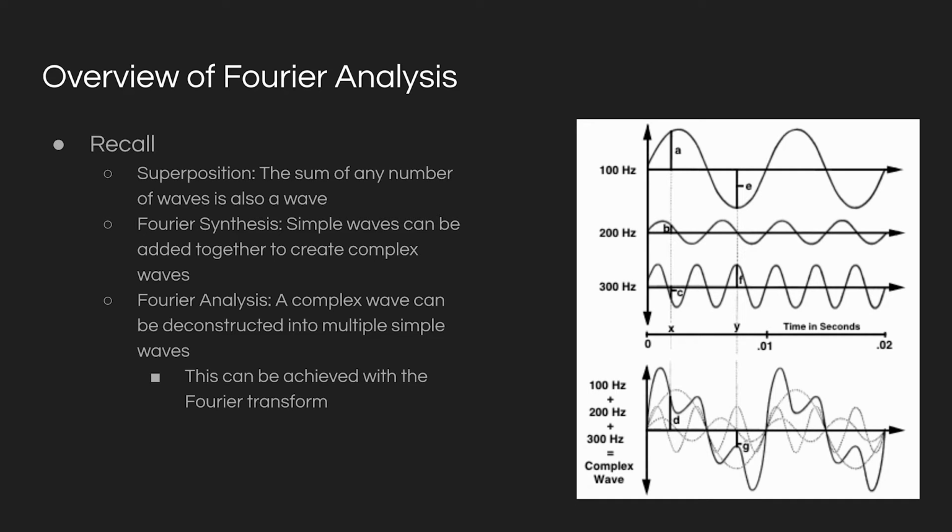To start off, we must recall a few concepts previously learned in class. You may recall the idea of superposition, which states that the sum of any number of waves is also a wave. From this idea, we can derive a few additional concepts: Fourier synthesis and Fourier analysis, named after the French physicist Joseph Fourier. Fourier synthesis is the creation of a complex wave from multiple sine waves. Fourier analysis is the examination of a complex wave by finding the simple waves that it is composed of. The process of doing so is commonly done by utilizing a mathematical tool called the Fourier transform.